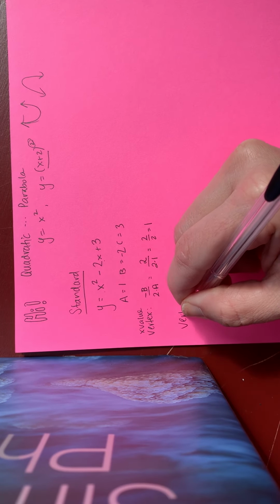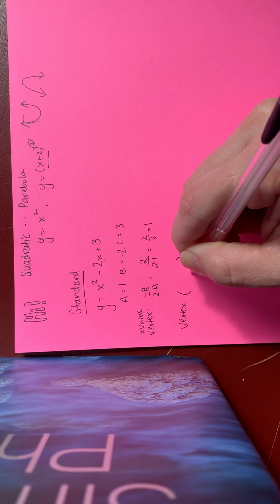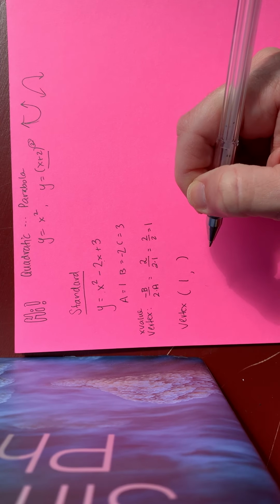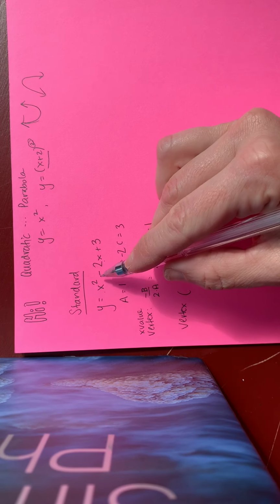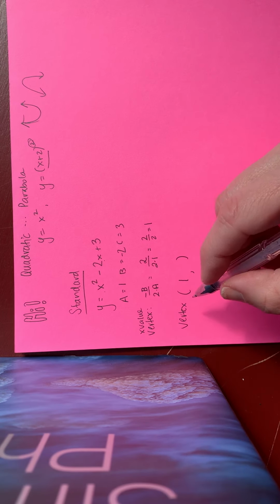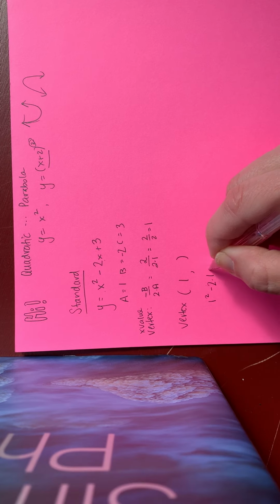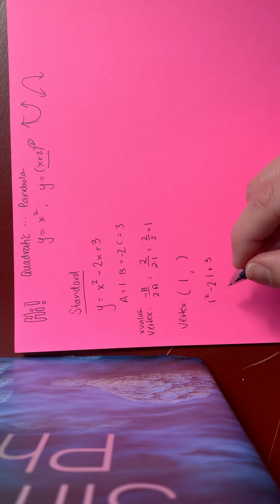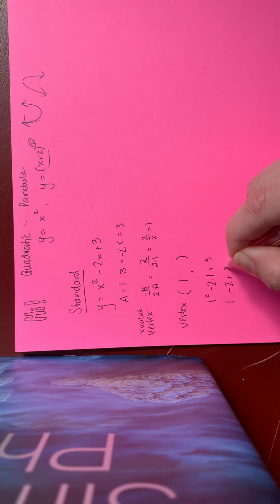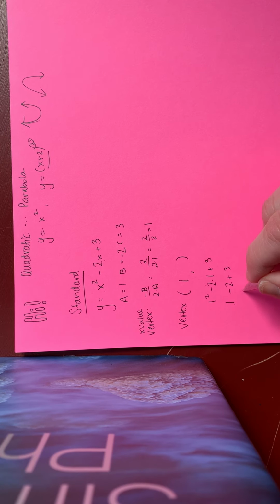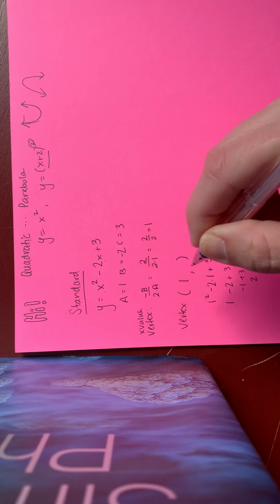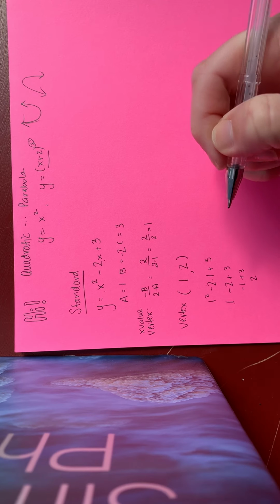To find the entire vertex, I need an x and a y. I just found the x. To find the y, I plug that 1 back into the original for x. So the y value would be found by doing 1 squared minus 2 times 1 plus 3. That gives me 1 minus 2 plus 3. 1 minus 2 is -1, plus 3 is 2. So there's my vertex.